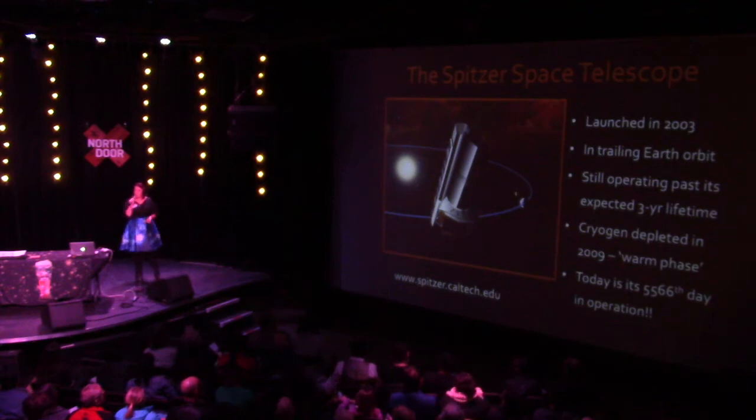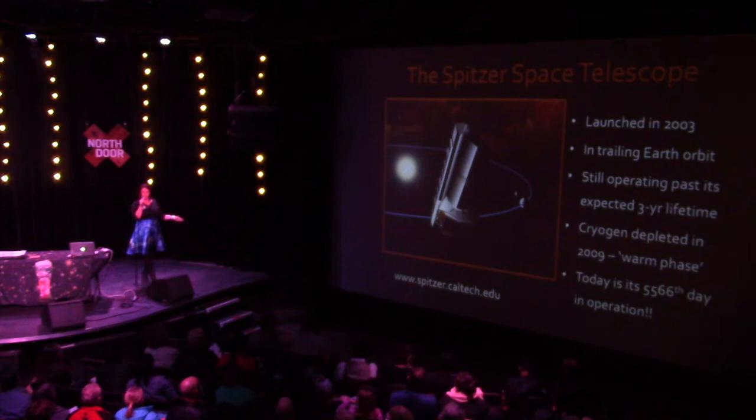And for the past 6 months, if you missed me at Astronomy on Tap, I was at Caltech. I had a fellowship there, and this is where they run the Spitzer Space Telescope. Caltech actually had its last call for astronomers to use this telescope, so they all submitted proposals.